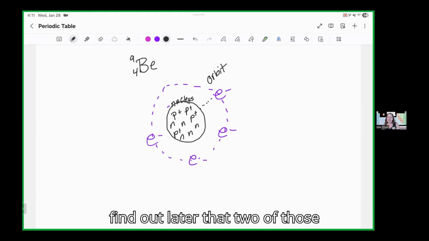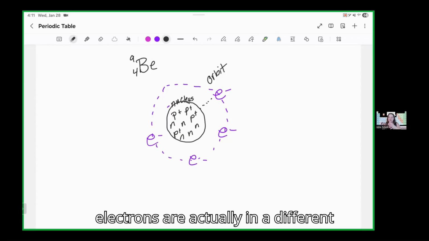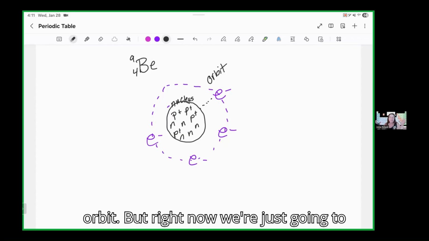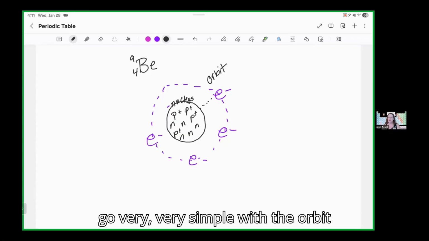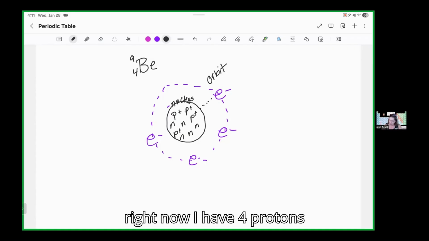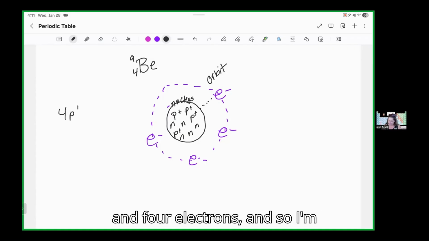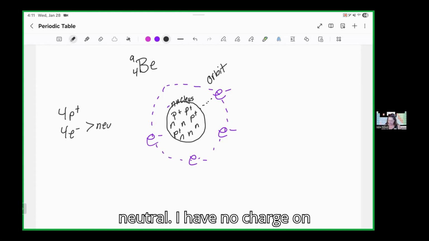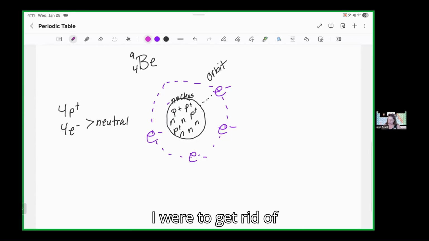You're going to find out later that 2 of those electrons are actually in a different orbit. But right now we're just going to go very, very simple with they orbit around the nucleus. Okay. So right now I have 4 protons and 4 electrons. And so I'm neutral. I have no charge on that atom.